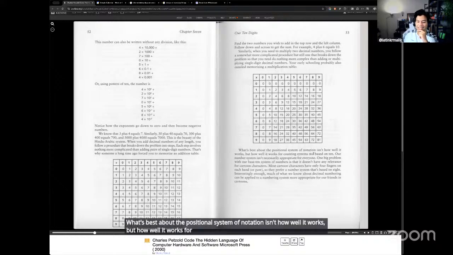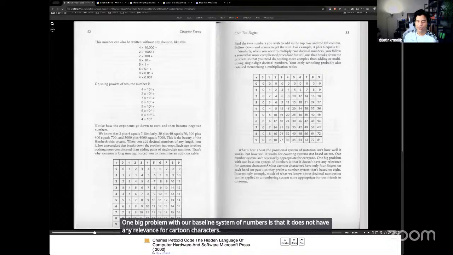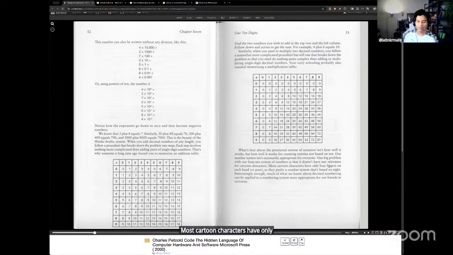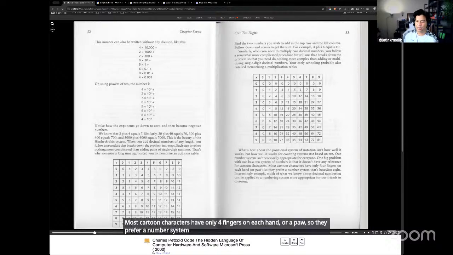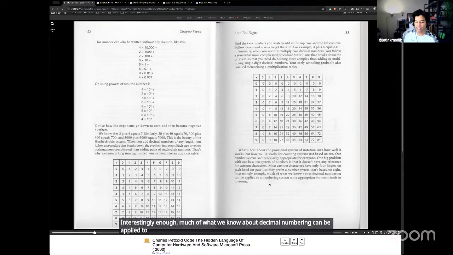What's best about the positional system of notation isn't how well it works, but how well it works for counting systems not based on 10. Our number system is not necessarily appropriate for everyone. One big problem with our base 10 system of numbers is that it does not have any relevance for cartoon characters. Most cartoon characters have only 4 fingers on each hand or a paw, so they prefer a number system that is based on 8. Interestingly enough, much of what we know about decimal numbering can be applied to numbering systems more appropriate for our friends in cartoon.